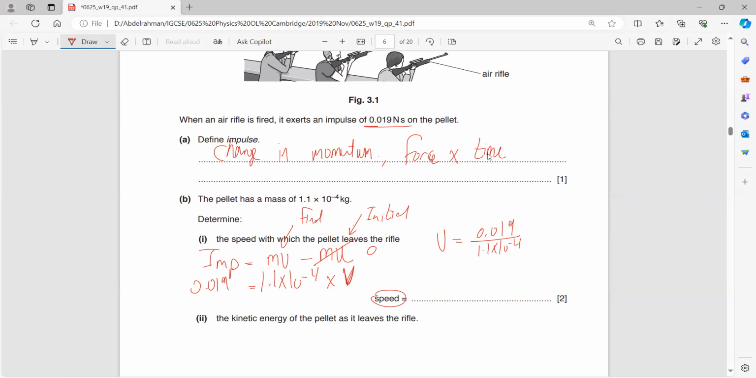I already have the impulse, 0.019. It's just a matter of plugging in the numbers: 1.1 times 10 to the negative 4. Omar, you didn't watch the video, so please watch the video on moments. Okay, here it gives me a speed of 173 meters per second, which is the calculated speed.